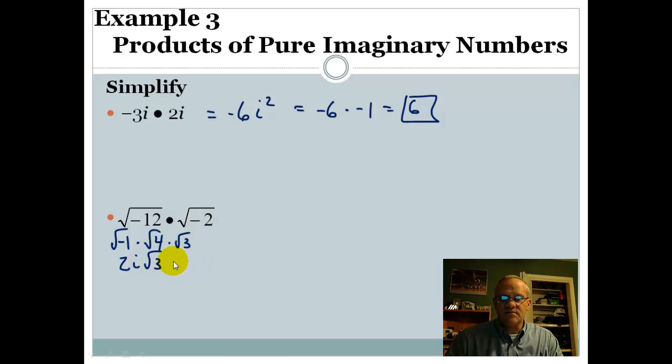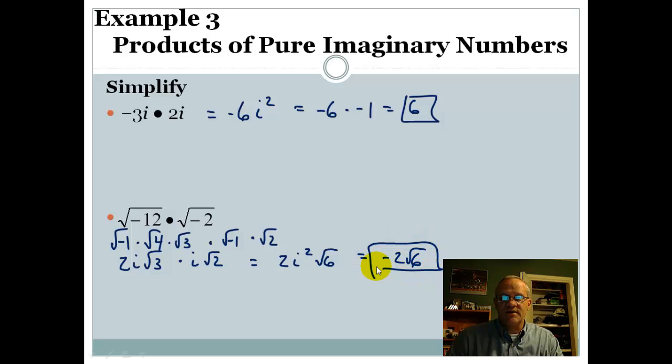And then on this one, that's going to be the square root of -1 again, times the square root of 2. The square root of -1 is really just i. And so what can we multiply together here? We can multiply the i's, and we can multiply what's under the square root. So this is going to end up being 2i squared square root of 6. One more thing we can do, the i squared is really just a -1, so this will be -2 square root of 6 as my final simplified answer there.